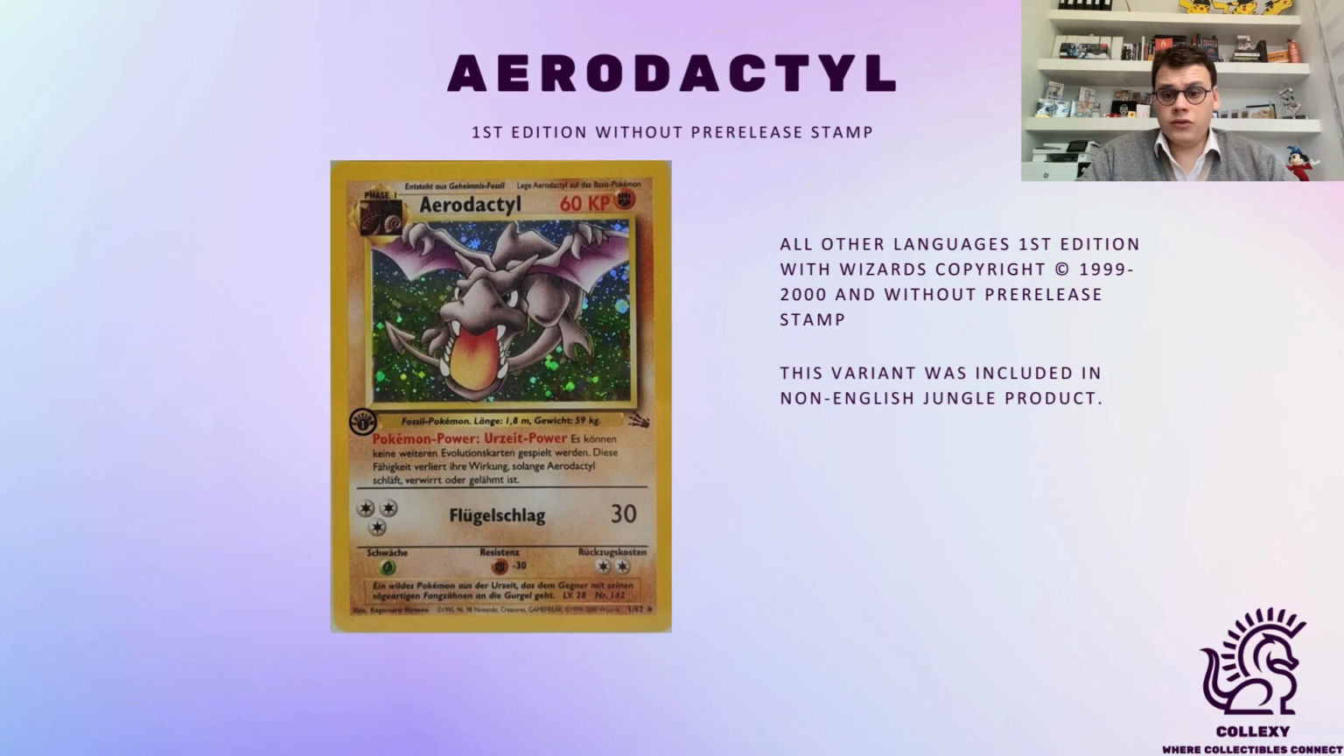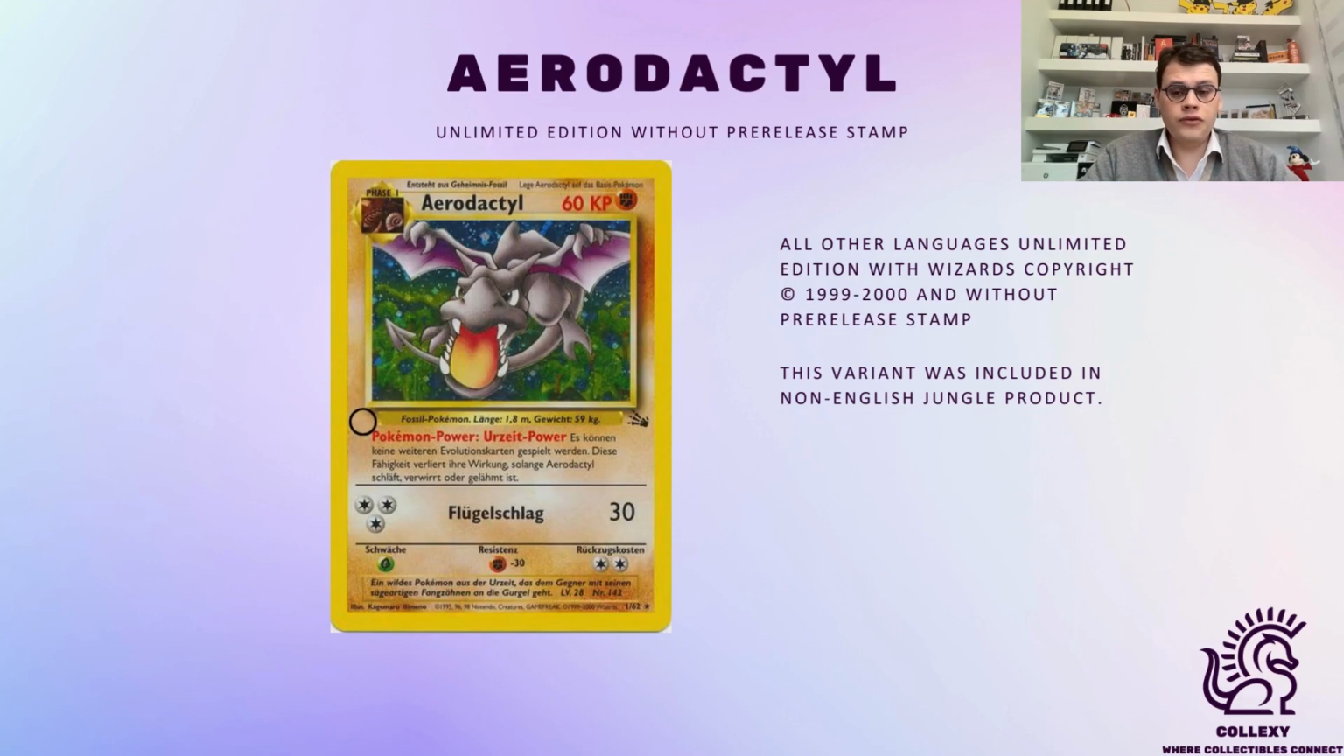This is basically the Aerodactyl in first edition without the pre-release stamp in all other languages than English. You can also, aside from the language, easily distinguish them by the Cosmos holofoil that is being used for all other languages except English, while English only uses Starlight holofoil. This variant was included in the non-English jungle product, which are booster boxes and booster packs.